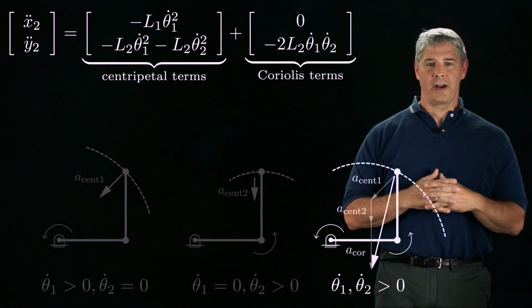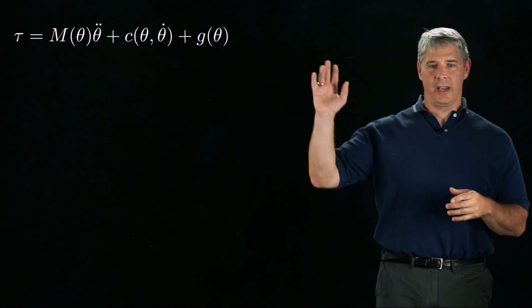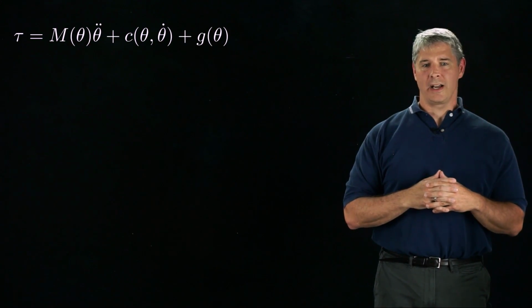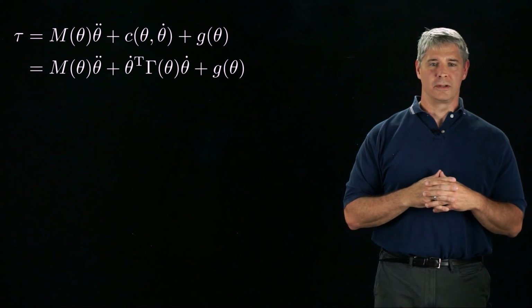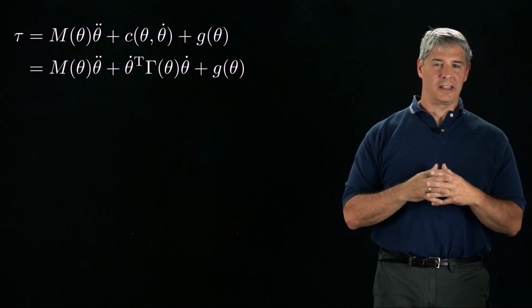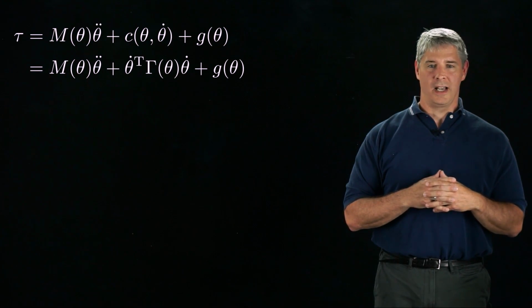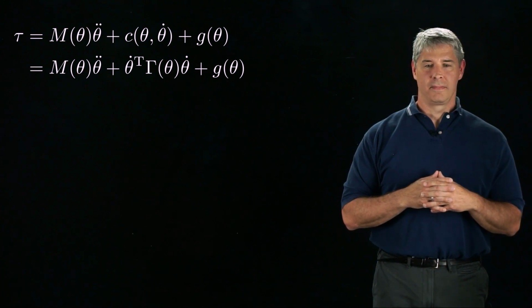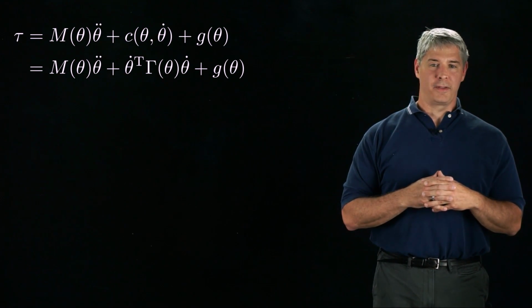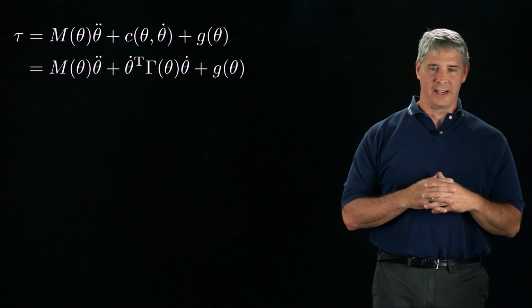In summary, we can write a robot's equations of motion this way, but we can also write the velocity product terms as theta dot transpose times gamma of theta times theta dot. I personally like this way of writing the velocity product terms as it emphasizes the fact that the terms are quadratic in the joint velocities. Also, it emphasizes that gamma of theta depends only on the joint values theta.